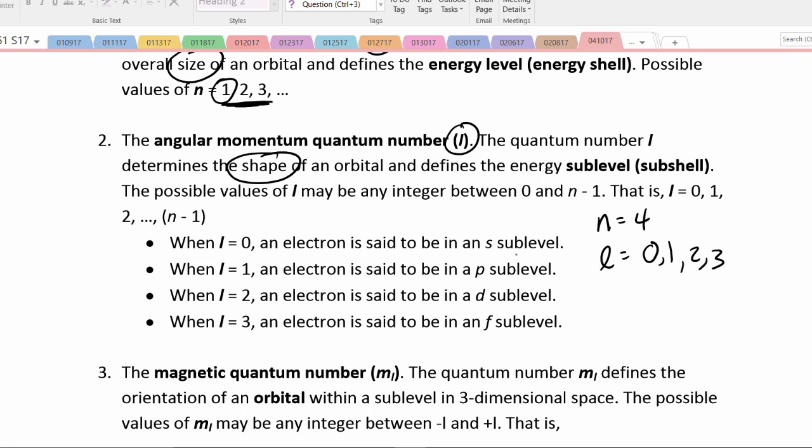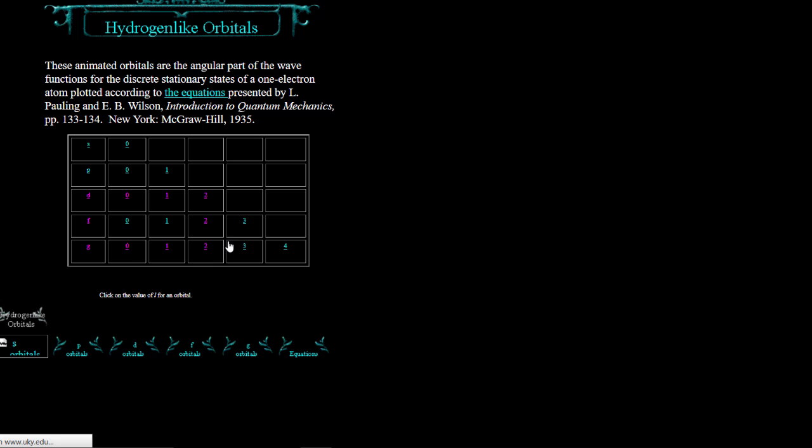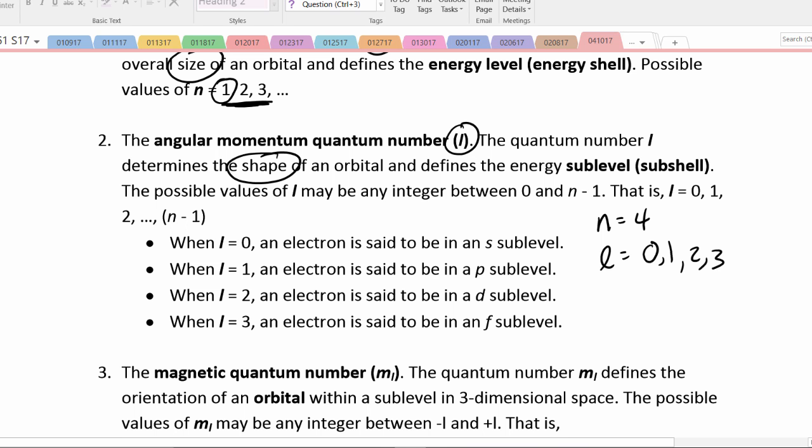I don't have the f orbitals up here, but I think I put them on a link here. Here we go. If we go to the f's, here's what f orbitals look like. And we see that there's a maximum of 8 lobes on something like this, and so on. So the different values of L tell us which sublevel they belong to.